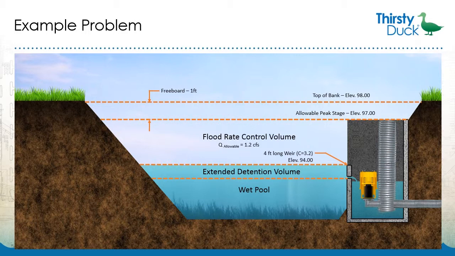Since this is an extended detention system, the Thirsty Duck will be installed behind a 4-foot-long weir, having its crest elevation coincident with the top of the required extended detention volume. The coefficient of discharge for the weir is presumed to be 3.2. The outlet pipe is significantly large enough to allow open channel flow conditions at the design discharge. The HGL will be well below Thirsty Duck's flow restrictor.